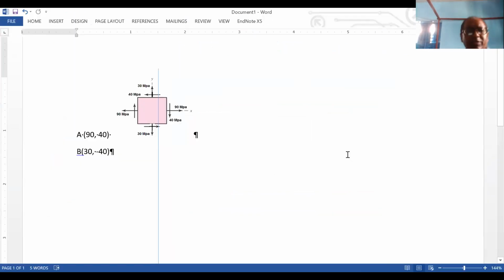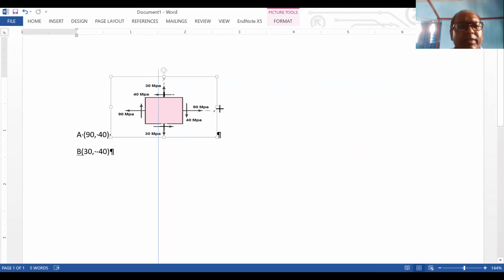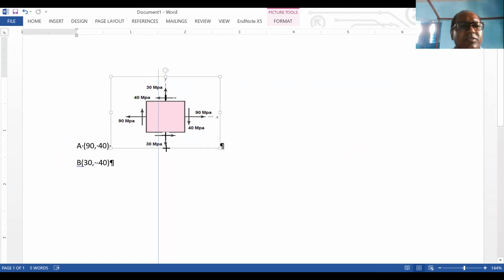Okay, so did you see the screen? Yes, sir. Okay, so what I did, I just wrote down the coordinates and brought the shear stress element. Make it a little bit bigger so you can see it. So this is the problem.